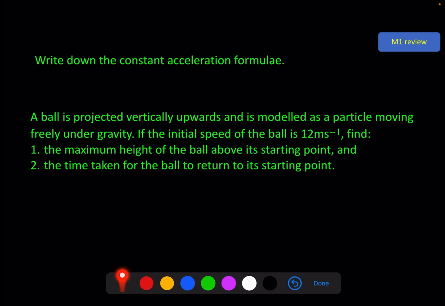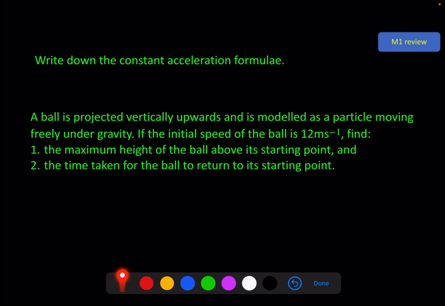Hello and welcome to the first video of the M2 chapter, Projectiles. On the screen, an M1 question to review this idea that we're going to be using a lot through this chapter and through this entire module. Write down the constant acceleration formulae, and then there's a projection question as well.